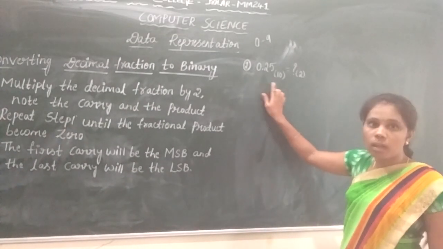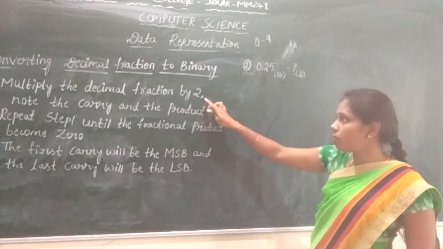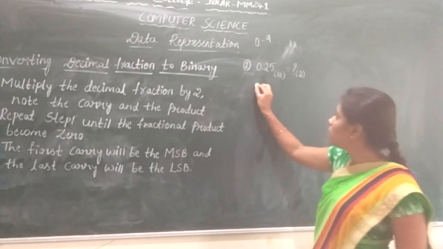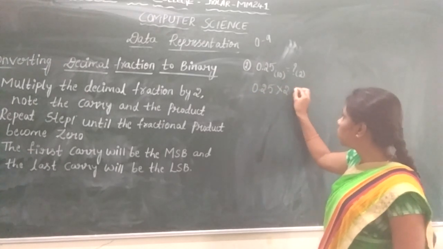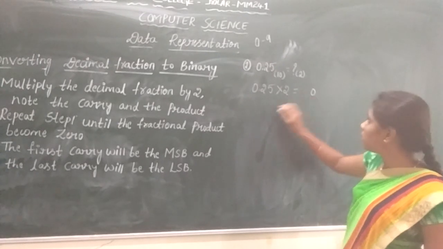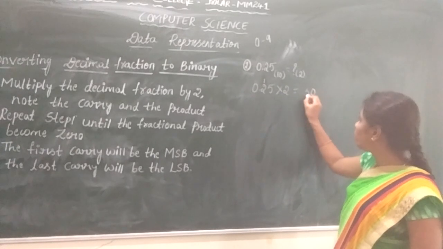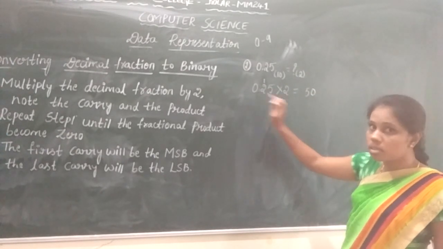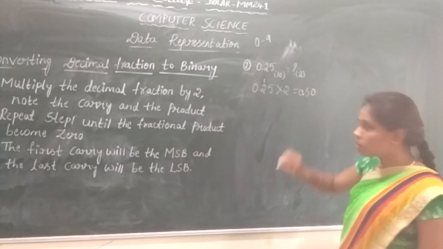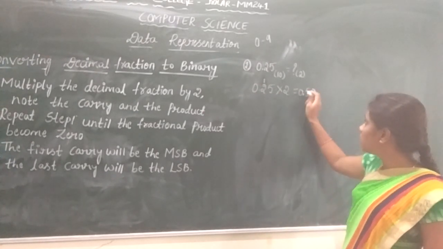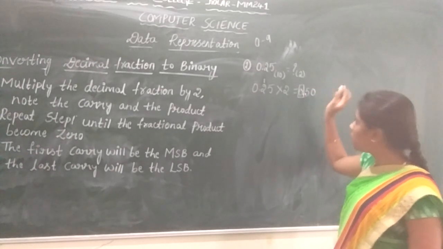Now we'll see a simple example for this decimal fraction to binary conversion. In the first step we'll multiply this decimal fraction by 2, that is 0.25 into 2. We get it as 2 5s are 10, so carry is 1, and 2 2s are 4 plus 1 is 5, and 2 into 0 is 0. So now we got the product as 0.50. Now you note down the integer part.